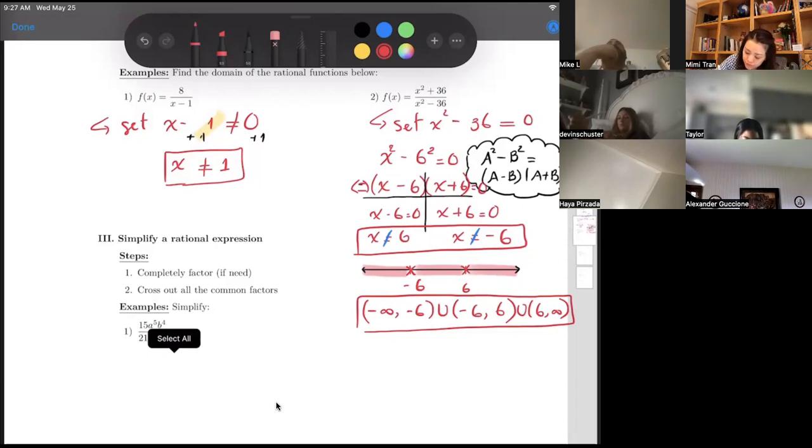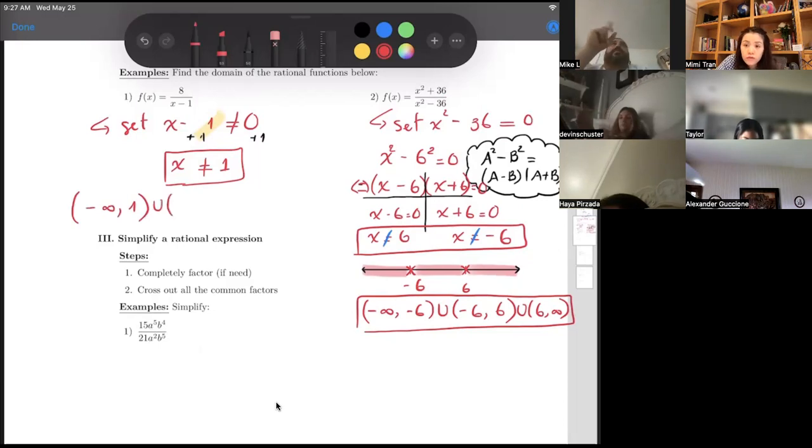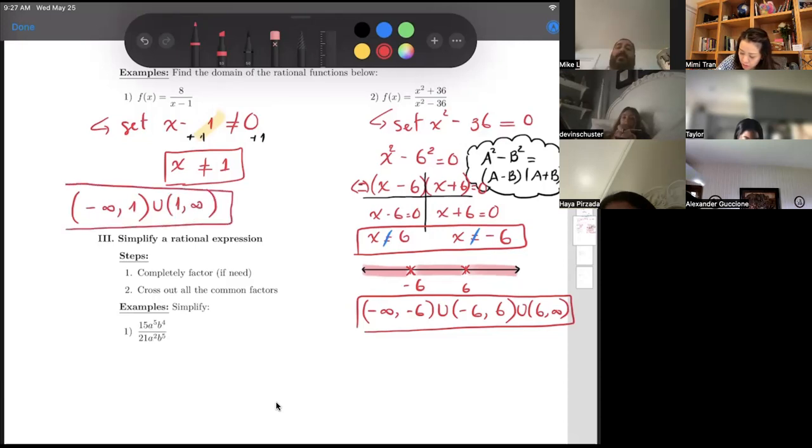Bracket, negative infinity, comma, 1, parentheses, and then union, parentheses, 1, comma, infinity. Thank you, Mike. Yeah. When you say bracket at the negative infinity, you mean parentheses? I messed up. I should have said parentheses. All right, thank you very much.